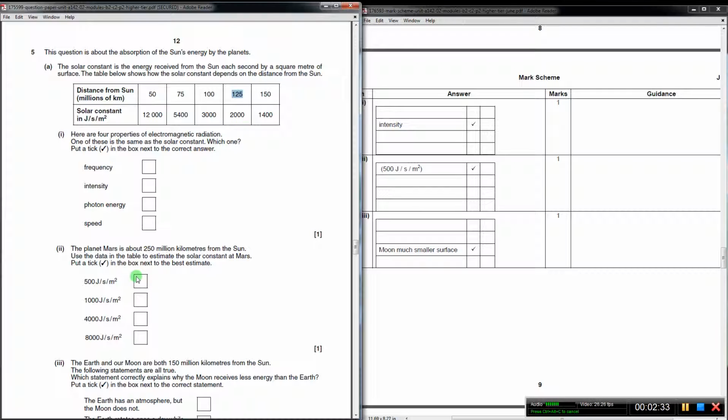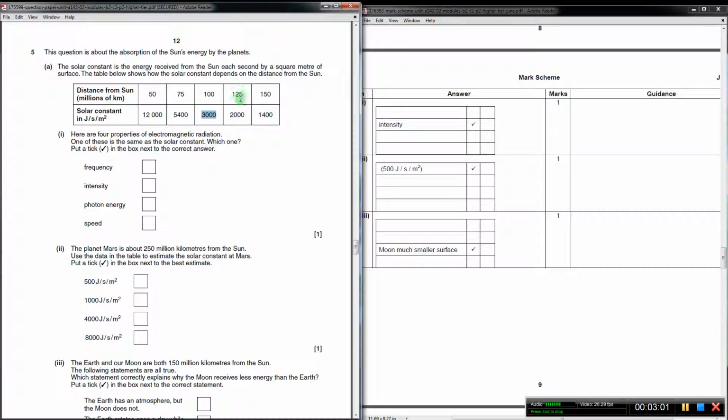If you're really watching carefully, you'll be able to see the pattern that when we double the distance from the Sun, the solar constant goes down by a factor of 4 here. We go down from 12,000 to 3,000 for double the distance. And that's something you may have learned about called the inverse square law. If you haven't learned about that, you don't necessarily need to know it. But if you have, then it's helpful to see this. It's more likely triple students will have learned about that.